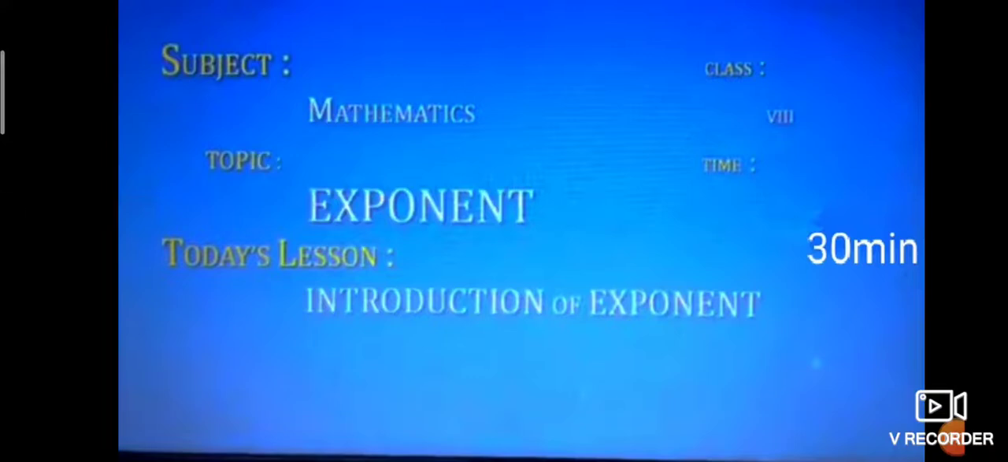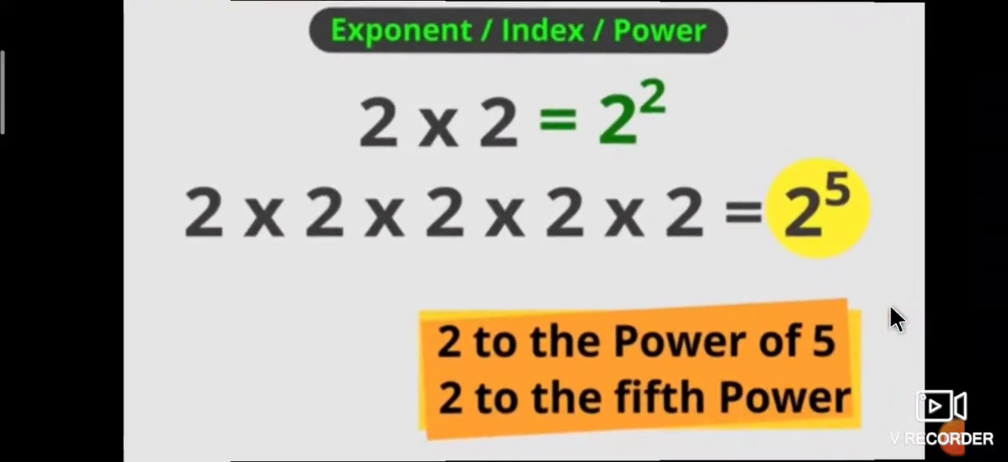Exponent Unit. Today's lesson is Introduction of Exponents. Dear students, we have already learned exponents and powers in your previous year classes. Today we shall recall the exponent unit once again.